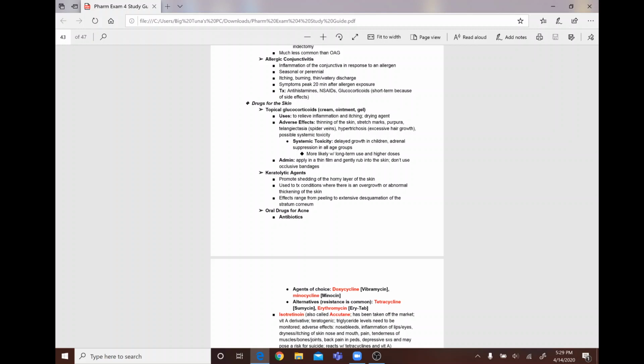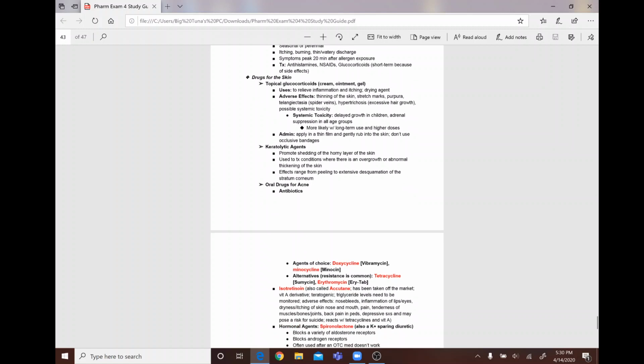Thinning of the skin, stretch marks, purpura, telangiectasia, which is spider veins, hypertrichosis, which is excessive hair growth, possible systemic toxicity, so like delayed growth in children, adrenal suppression in all ages, most likely though with long-term use in higher doses. How do we administer topical glucocorticoids? You're going to put it in a thin film and gently rub it into the skin, but don't use occlusive bandages.